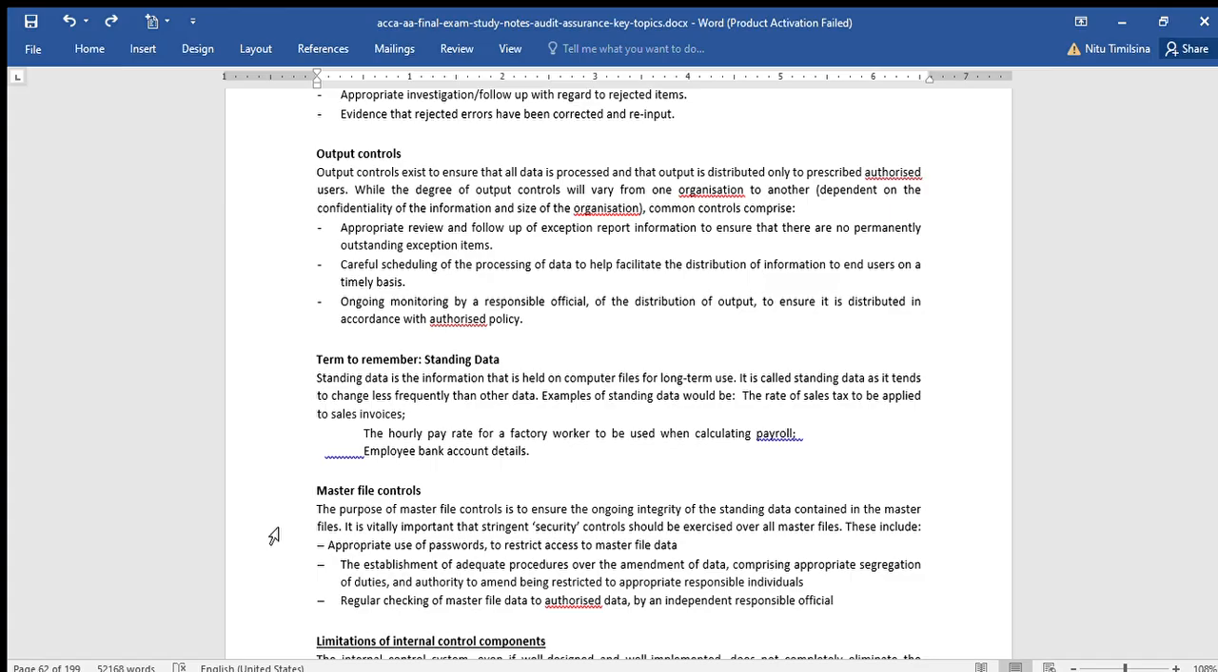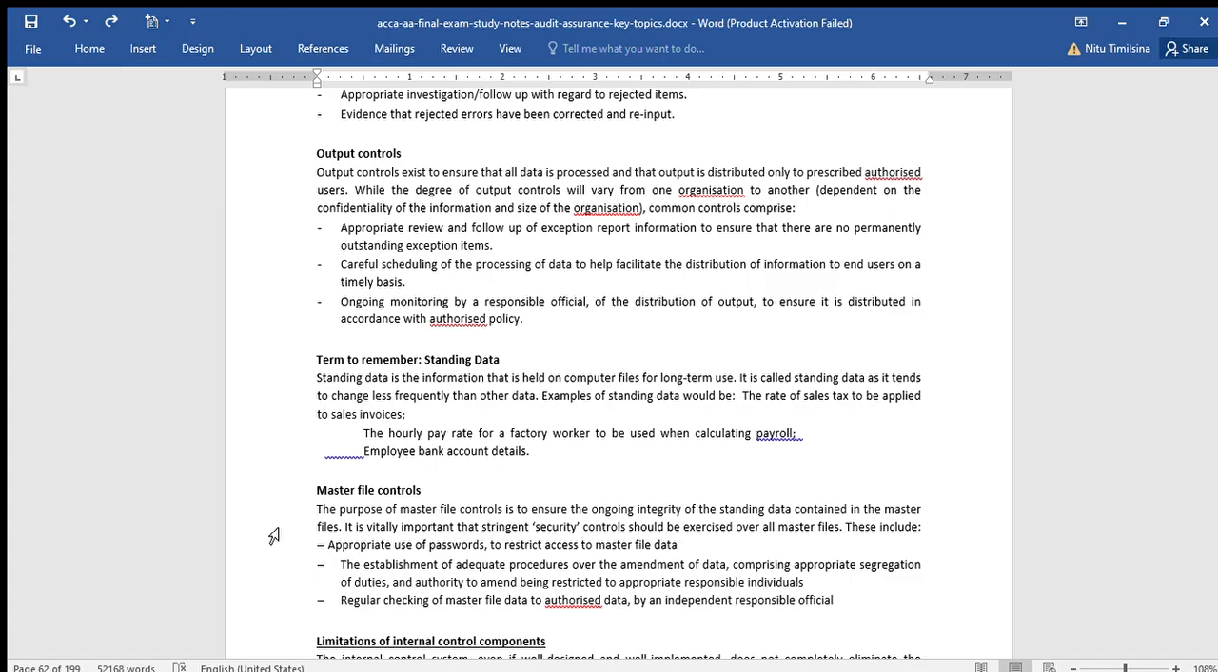Standing data is the information that is held on computer files for long-term use. It is called standing data as it tends to change less frequently than other data. Examples of standing data would be the rate of sales tax to be applied to sales invoices, the hourly pay rate for a factory worker to be used when calculating payroll, and employee bank account details.